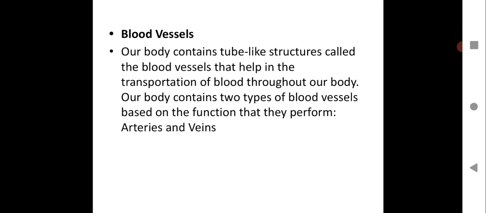Similar to water pipelines, our body contains two types of blood vessels based on the functions they perform. So there are two types of tube-like structures which can transport blood. They are arteries and veins. Please take down these points.